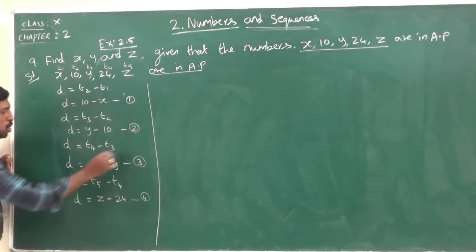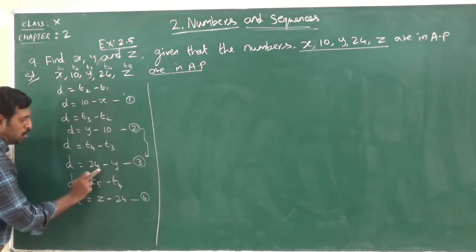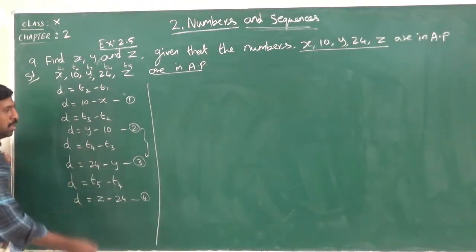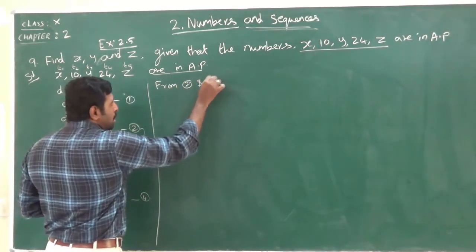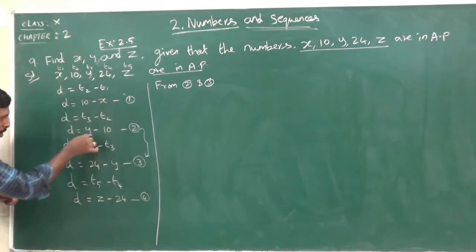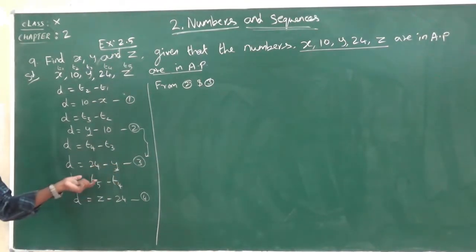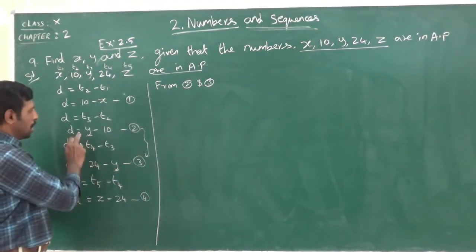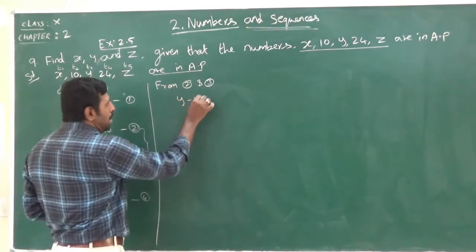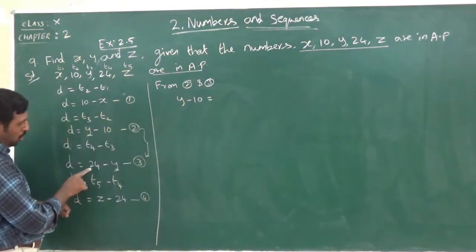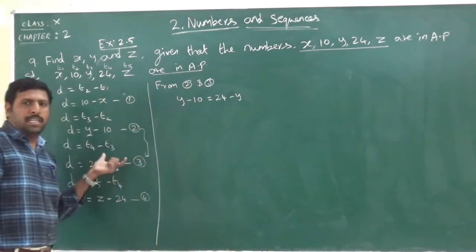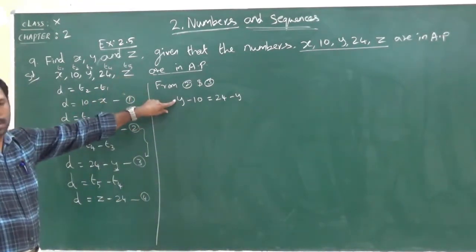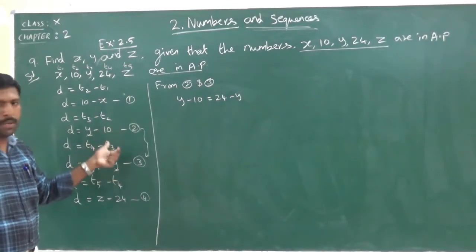So here I am going to take the second and third equations to find the value of y. From equation numbers 2 and 3, we have both having the y variable, so it is very easy to find y. Right? So the common differences are equal, which means y minus 10 is equal to 24 minus y, because it is an AP by condition. So both the differences are equal.